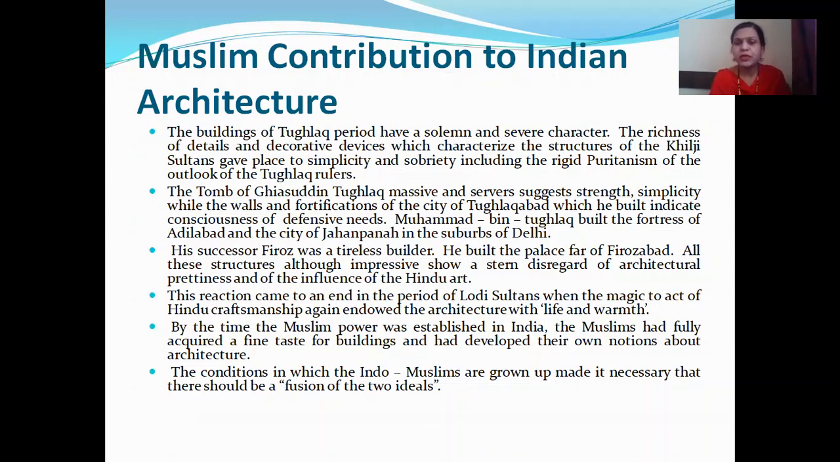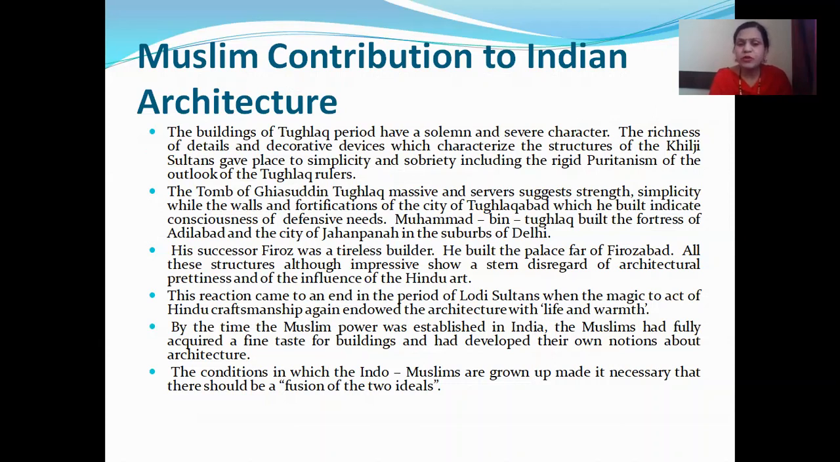defensive needs. Muhammad bin Tughlaq built the fortress of Adilabad and the city of Jahanpanah in the suburbs of Delhi. His successor Firoz was a tireless builder. He built the palace at Firozabad. All these structures, although impressive, show a disregard of architectural prettiness and of the influence of Hindu art. This reaction came to an end in the period of the Lodi Sultans, when the magic touch of Hindu craftsmanship again endowed the architecture with life and warmth.